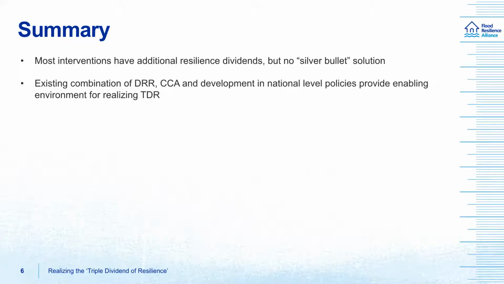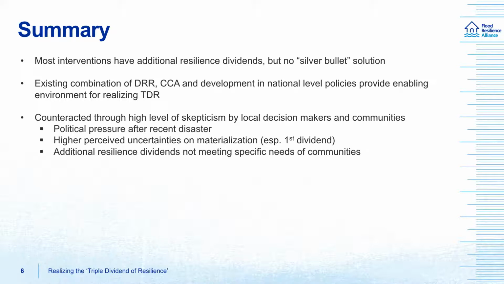We also saw that on the national level, there are examples in Nepal, but also in our case in Vietnam, of policies that combine disaster risk reduction, climate change adaptation and development, which is an important enabling environment for realizing these additional dividends. But these are counteracted by local skepticism, mainly from local decision makers and also the communities themselves, partly because of the political pressure after disaster. Unfortunately, a lot of these interventions are implemented after disaster, which increases the pressure to demonstrate that you can avoid losses, and keeps you away from finding solutions that in the long term can help generate additional or multiple dividends.